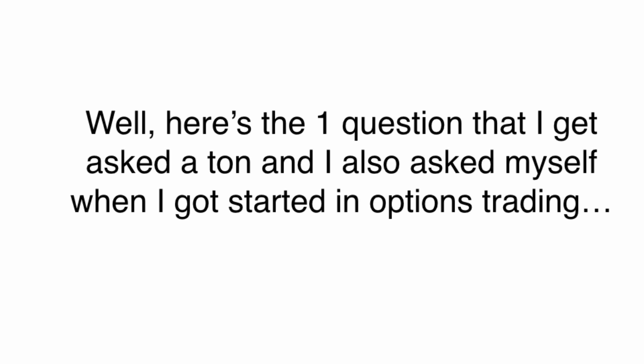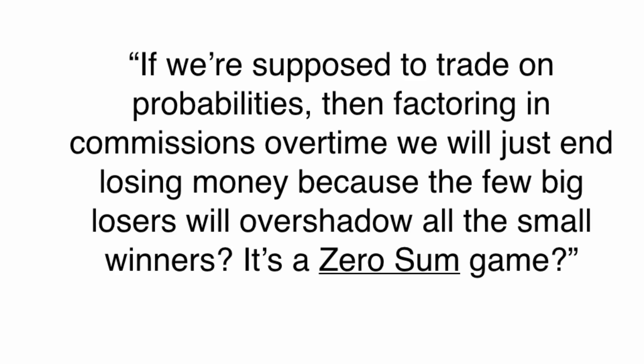Well, here's the one question that I get asked a ton, and I also asked myself when I got started in options trading. If we're supposed to trade on probabilities, then factoring in commissions over time, we will just end up losing money because a few big losers will overshadow all the small winners. It's a zero-sum game. This is the big question that everybody asks, but nobody answers. If options trading based on probabilities really works, and it's not a zero-sum game, how do we overcome it?